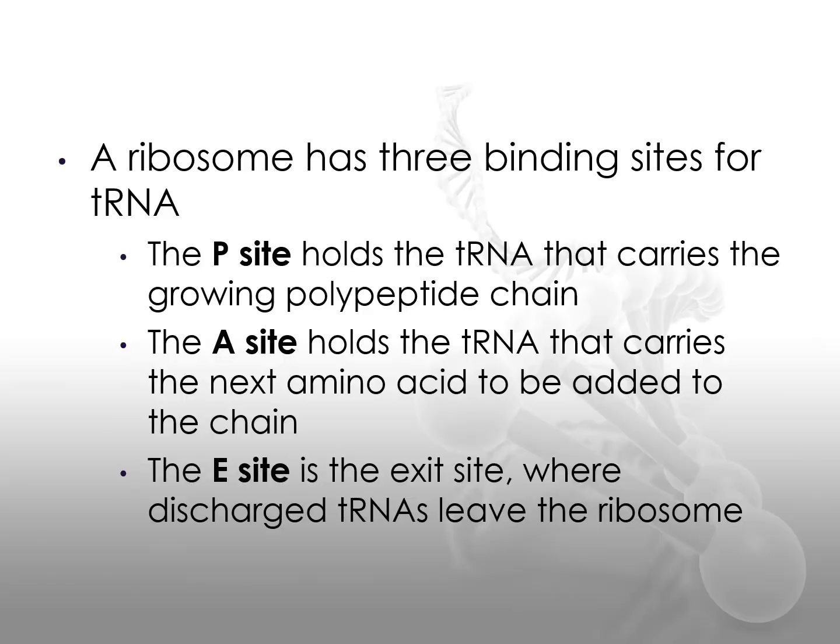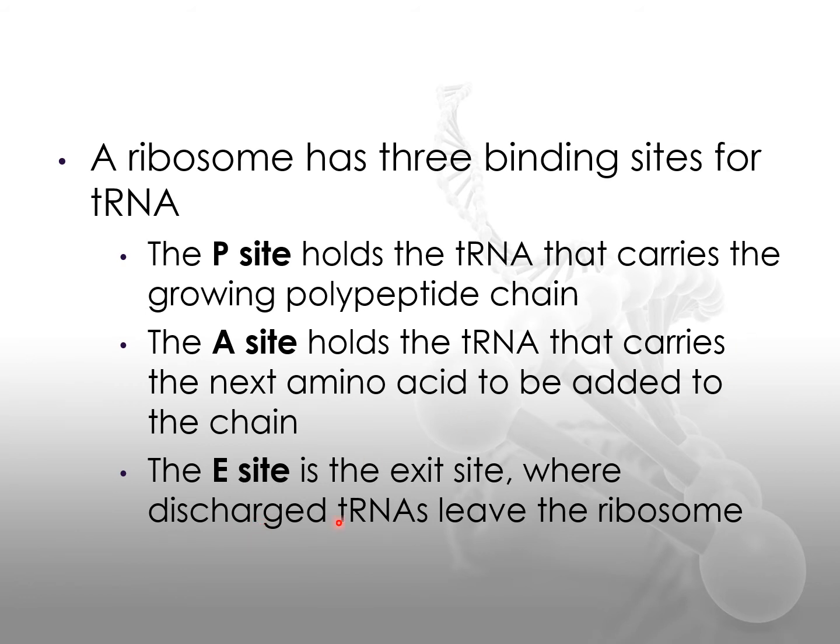So the P site is really where the peptide chain is going to grow and emerge out of the ribosome. The A site is basically the site where the new transfer RNA enters. The new transfer RNA is the one holding on to the amino acid that is next on the polypeptide chain.